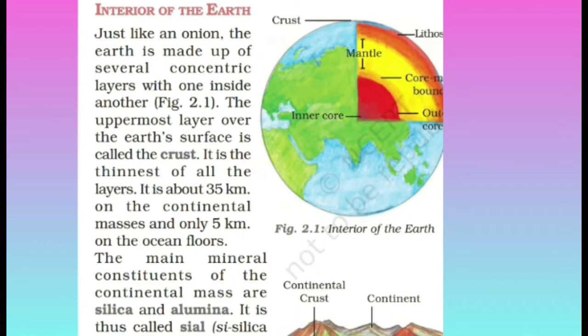The uppermost layer over the earth's surface is called the crust. It is the tiniest of all the layers. It is about 35 kilometers on the continental masses and only 5 kilometers on the ocean floors.